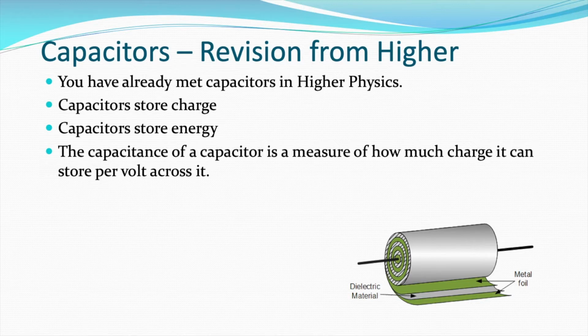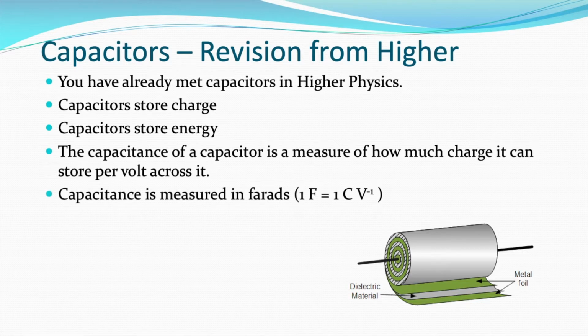And capacitance is measured in a unit called farads, after Michael Faraday. But 1 farad just means that a capacitor can store 1 coulomb for every volt that you put across it. So if you place 1 volt across the capacitor, it will store 1 coulomb of charge. A 1 farad capacitor, by the way, is a very big capacitor, a giant big capacitor.